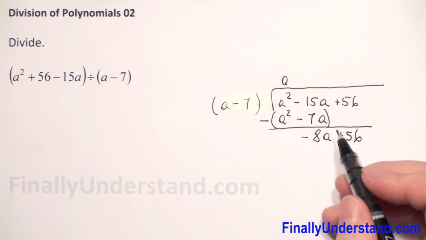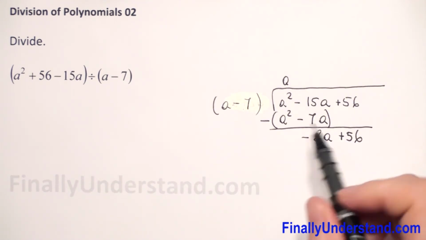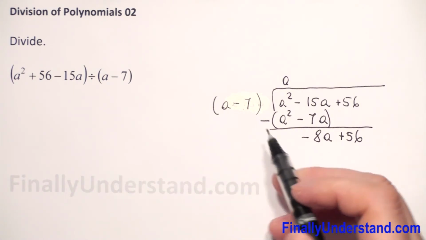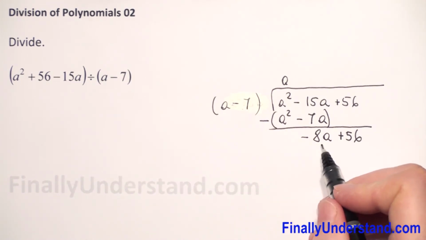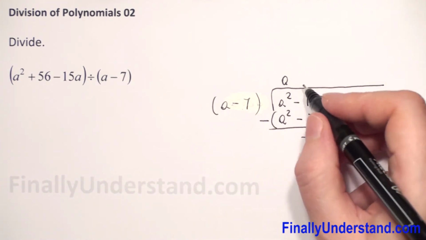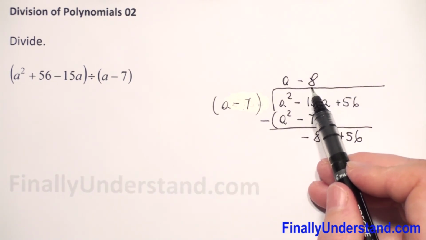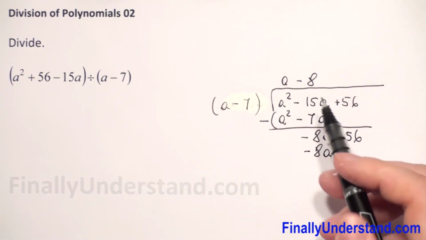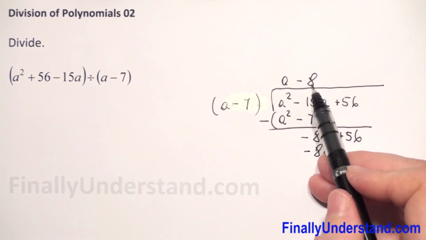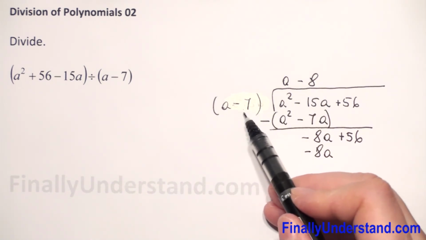And again, we concentrate on the first terms. We have negative 8a and a. Again, we have to ask ourselves, by what do I have to multiply a to get negative 8a? By negative 8, of course. Because negative 8 times a gives me negative 8a. And we have to multiply by negative 8 not only the first term. The next terms we have to multiply also.